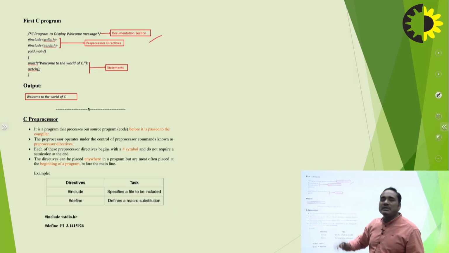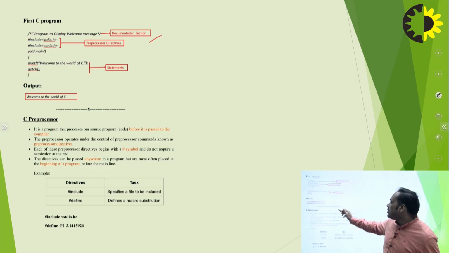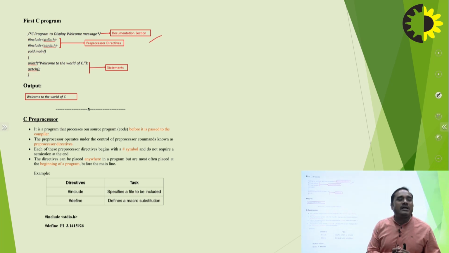So getch, basically if you are not using getch, then you will not end the program. So these are the steps basically, and "Welcome to the world of C", then you will get the output. So start from the declaration, documentation section, pre-processing section and statement, then after you will get the results. These are the steps generally we can use in the programming section.